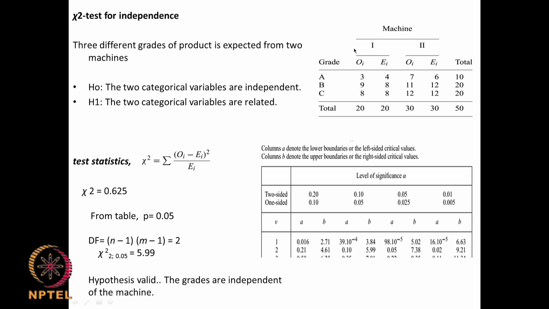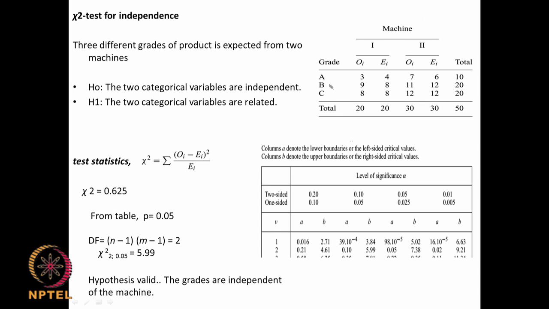So, for example, let us take this problem. We have two machines, and each machine makes 3 grades of product, A, B, C. These are the observed values for machine 1: 3, 9, 8. That means machine 1 is making 3 of grade A, 9 of grade B and 8 of grade C, whereas we expect 4, 8, 8 from machine 1. Similarly, on machine 2 the observed is 7, 11, 12, whereas we expect 6, 12, 12.